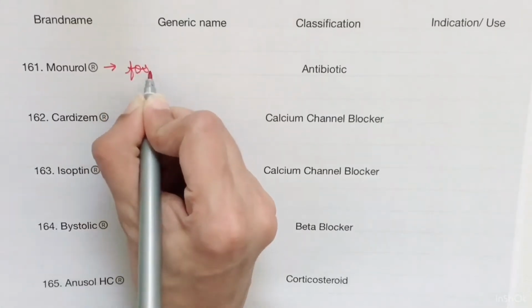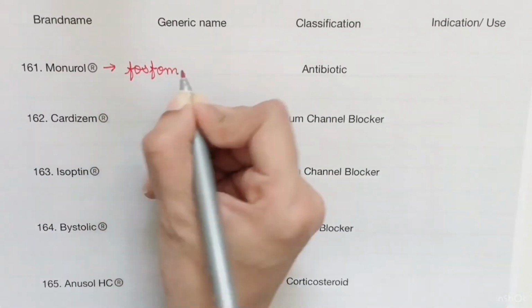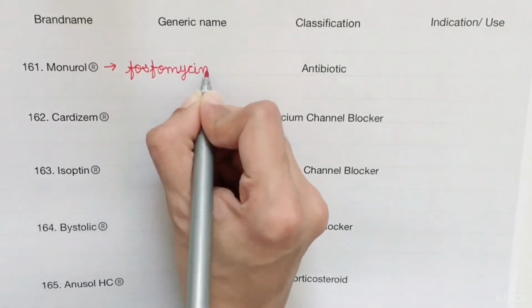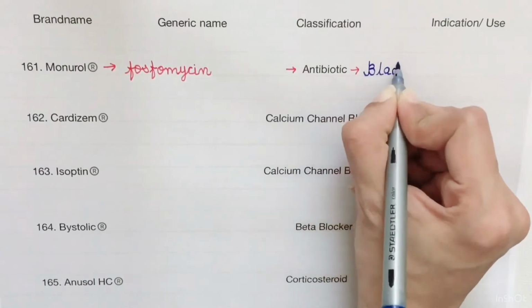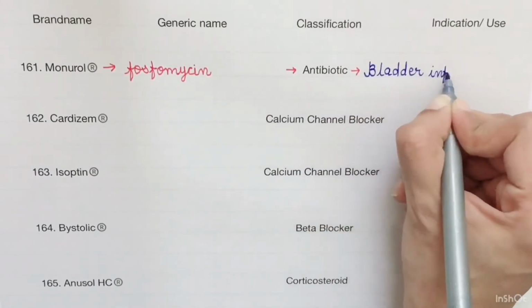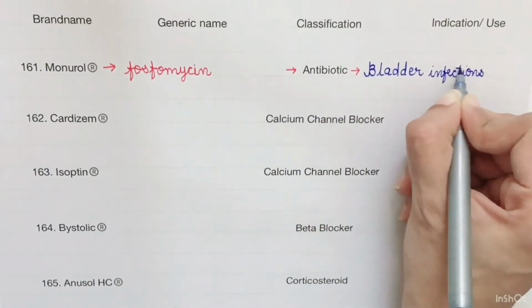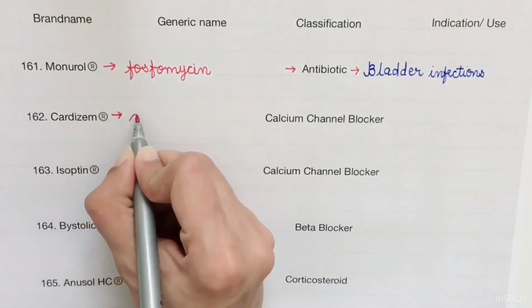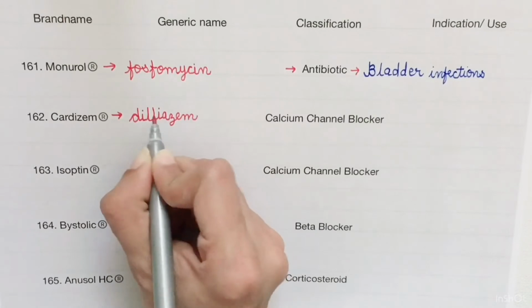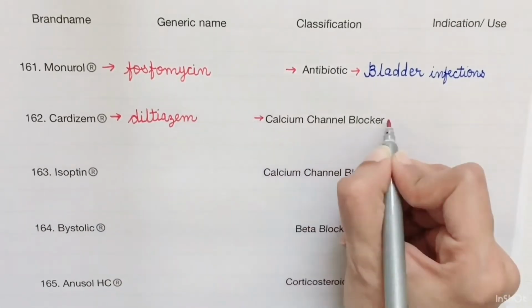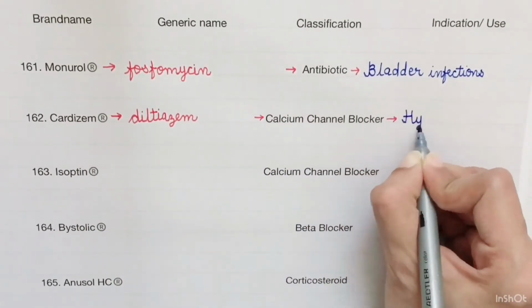So 161 is Monural. Its generic is fosfomycin. Its class is antibiotic, and it's used for bladder infections. 162 is Cardizem. Its generic is diltiazem. Its class is calcium channel blocker, and it's used for hypertension.